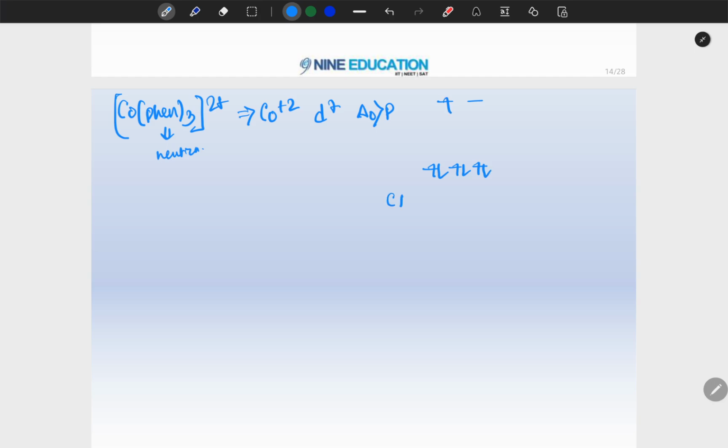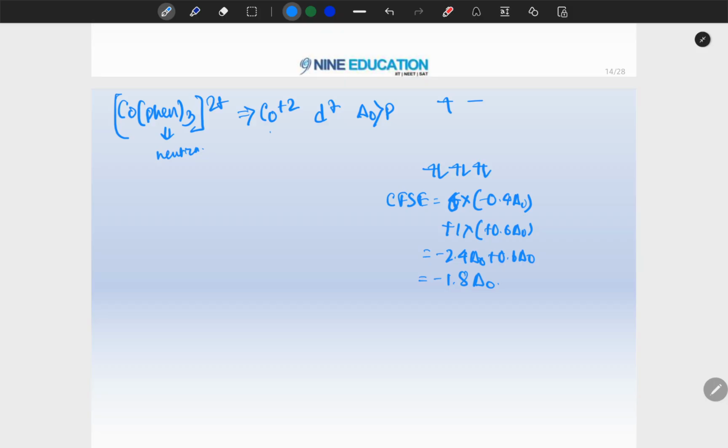So what is the value of CFSE? This will be equal to 6 into minus 0.4 Δo plus 1 into plus 0.6 Δo. So minus 2.4 Δo plus 0.6 Δo. I am getting minus 1.8 Δo, right?